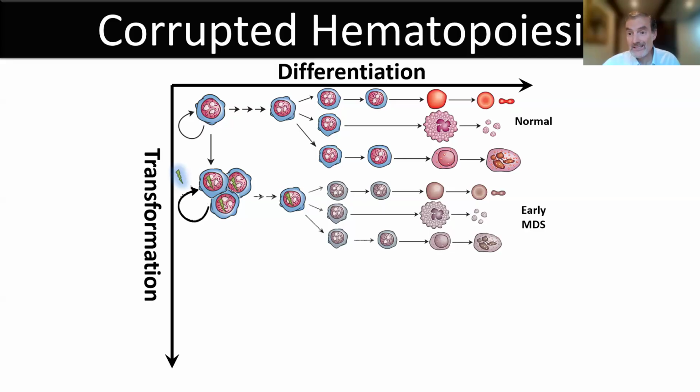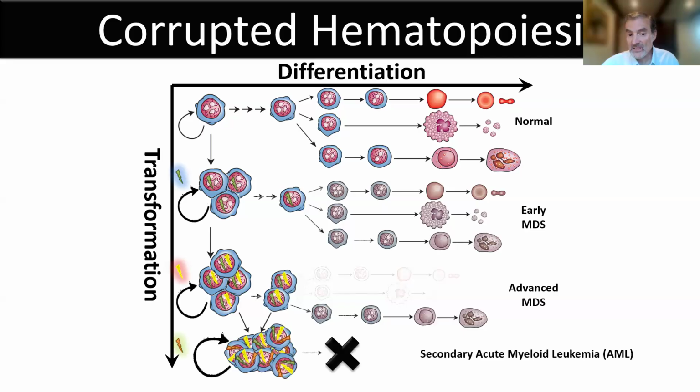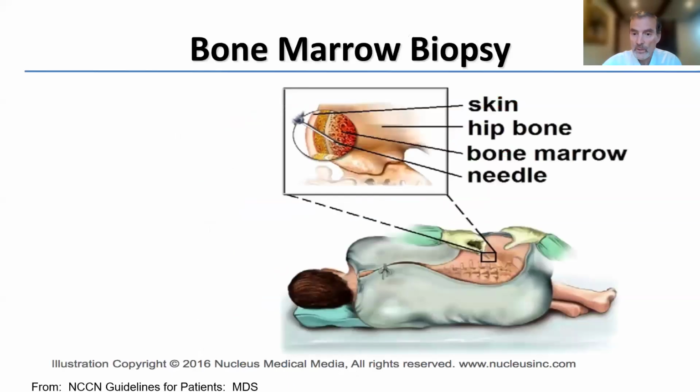And unfortunately, this is not a static process. You get this continuous evolution where additional mutations can accumulate and they can impair that system more. And in some cases, they can lead to the accumulation of cells that don't even know how to differentiate or mature. These are leukemic blasts, we call them, or leukemic cells, and that becomes secondary acute myeloid leukemia, which some patients with MDS have a risk of progressing to. And that's what we're going to focus on today: how do we determine what that risk is? Now, the way we actually get at this information is by doing a bone marrow biopsy.